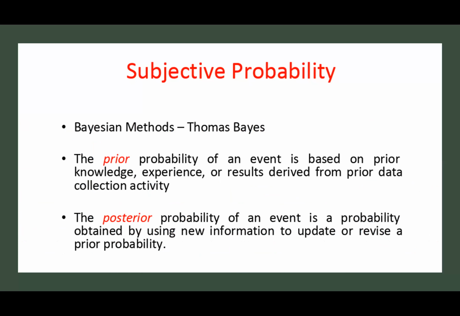Subjective probability, Bayes's method. Thomas Bayes was a scientist, and his method is used for inferential statistics. The two important things in this theorem are the prior probability and the posterior probability. The prior probability of an event is based on prior knowledge, experience, or results derived from prior data collecting activity, whereas the posterior probability of an event is a probability obtained by using new information to update or revise a prior probability.